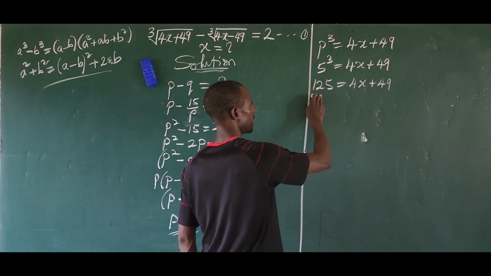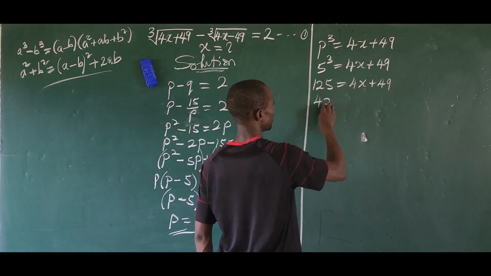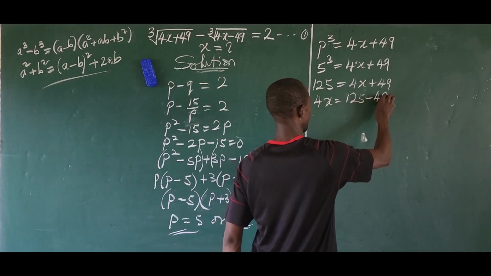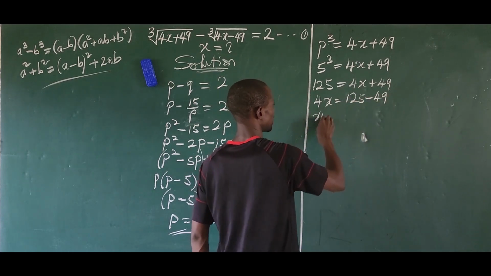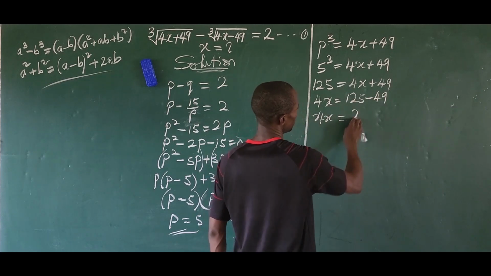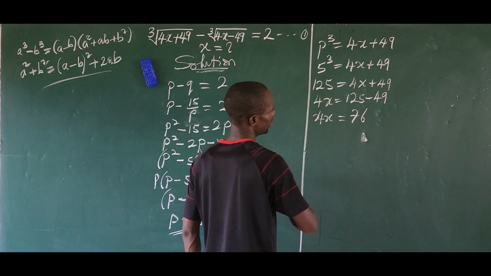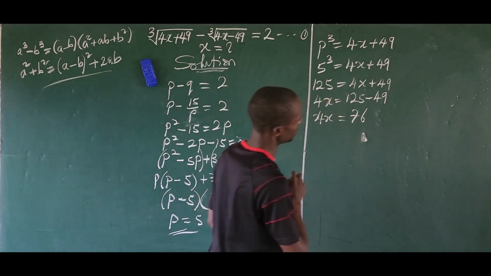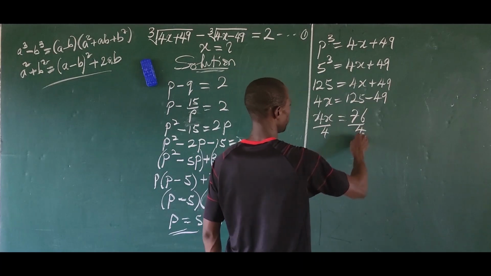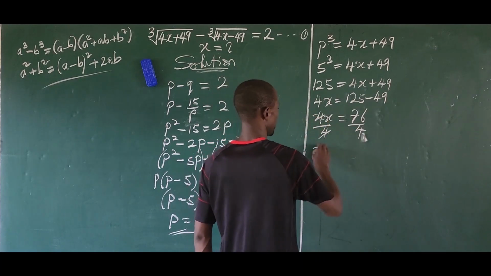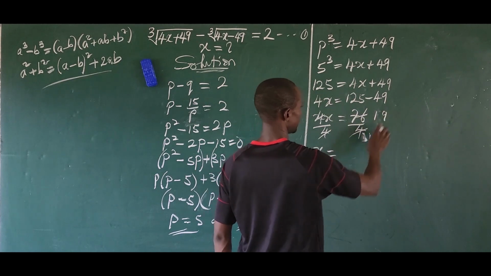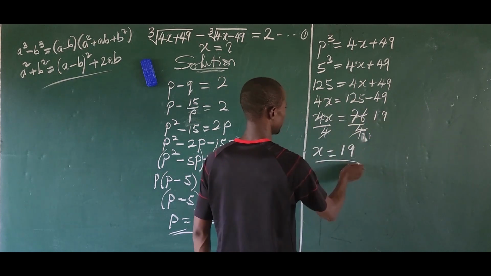Move this to this side. This will now give you 4x is equal to 125 minus 49. So we have 4x is equal to, if we subtract this from this, will give us 76, right? Yeah, to give us 76. All right, so divide by 4, cancel. The x will now be equal to, if we use 4 to divide this, will give us 19. So we have positive 19.